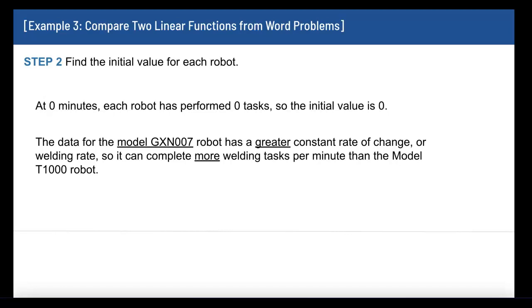Now we can directly compare the two models. The data for the Model GXN007 had a greater constant rate of change. It was 11.2 versus 10.4. So it can complete more welding tasks per minute than the Model T1000 robot. So if speed is what we want, we're going to go with the Model GXN007.